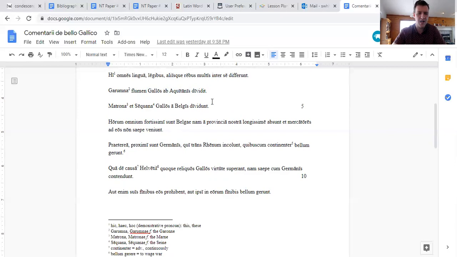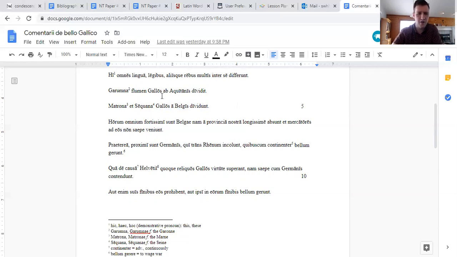Matronet sequana Gallos a Belgis dividunt. So the Matrona is the Marne River, and the Sequana is the Seine River. It's in a footnote at the bottom, I think. So the Marne and the Seine, third plural now, they separate the Gauls a Belgis from the Belgians.